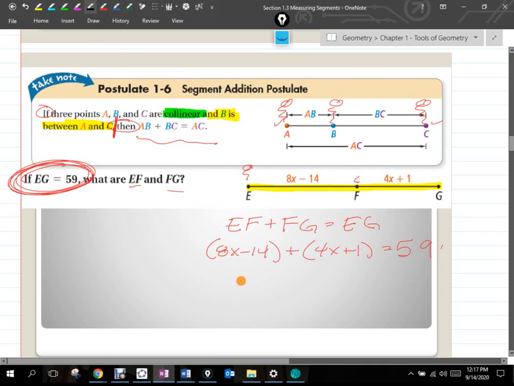So this stuff on the left does combine to 12x minus 13. The right is 59. Add 13 to both sides. What's that, 72? So then x divided both sides by 12, x is 6.